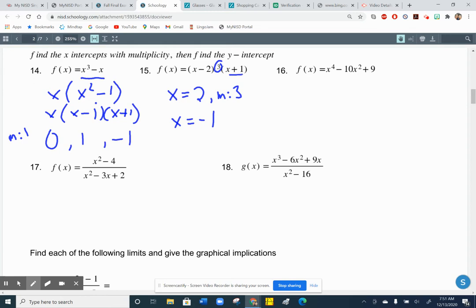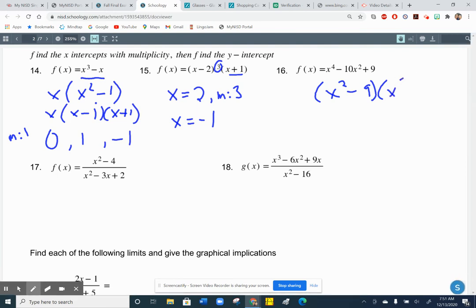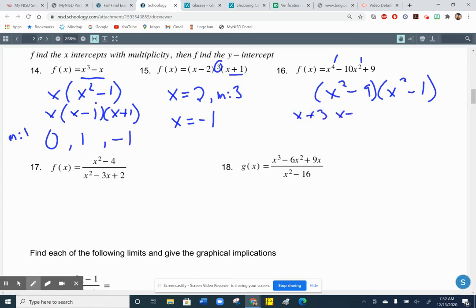Okay, 16, the first thing we're going to have to do is factor this fourth degree like we would factor a quadratic. So this factors to x squared minus 9 and x squared minus 1. If it's a fourth degree and then a second degree and a no degree, you factor it just like a quadratic, only your x has a square on it. So we can factor both of these still, x plus 3, x minus 3, and even this one to x minus 1 and x plus 1.